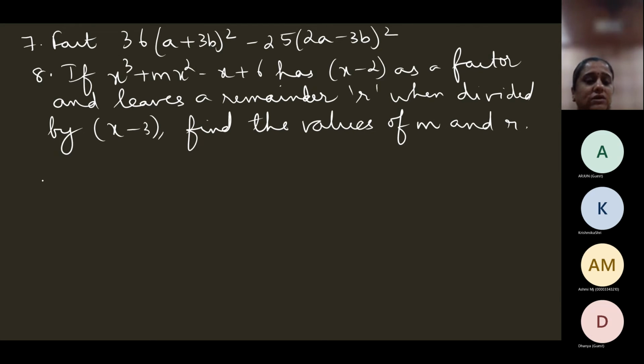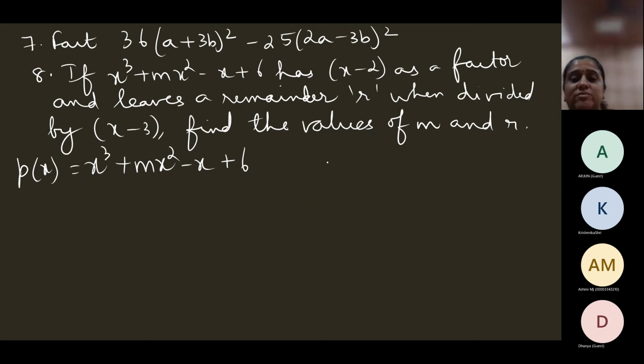So let's call the given polynomial P of x. P of x is equal to x cubed plus mx square minus x plus 6. It has x minus 2 as a factor. So x minus 2 is equal to 0, x is equal to 2. And x minus 2 is a factor, that means the remainder will be 0. So that means P of 2 is equal to 0. Okay, x minus 2 is a factor of P of x.